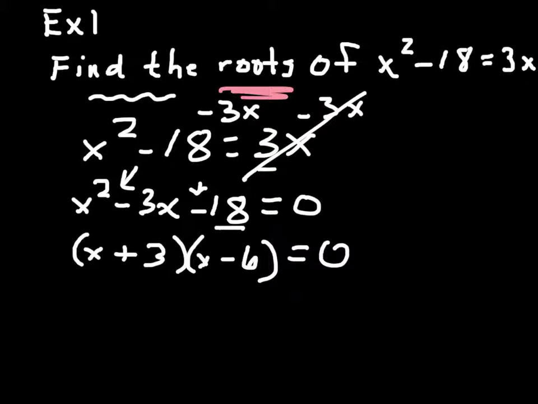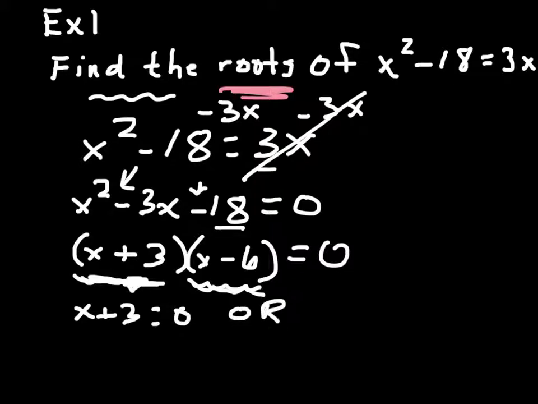Now let's keep in mind that zero factor theorem that I mentioned just a little bit ago. Really what we have is one value times one value being equal to 0. Well, what's the zero factor theorem say? Well, one of these, either this value, whatever it is, or this value has to be 0. So either x plus 3 has to be equal to 0, or x minus 6 has to be equal to 0. Now let's solve each of these.